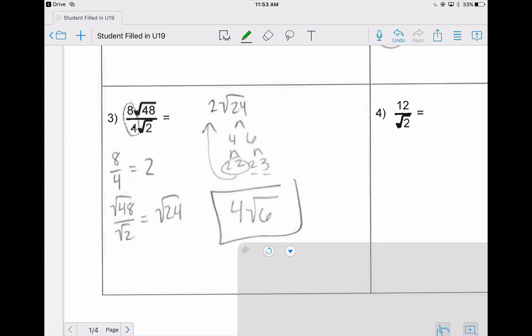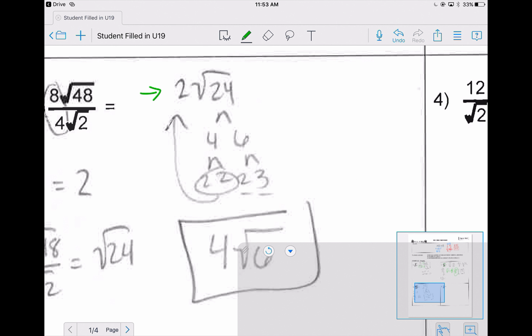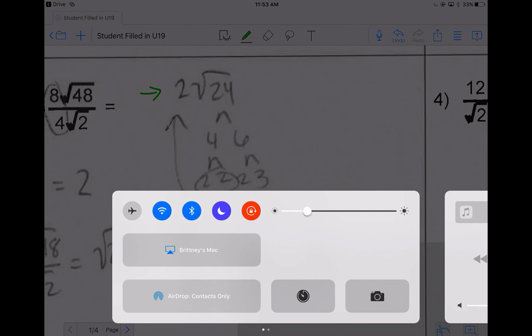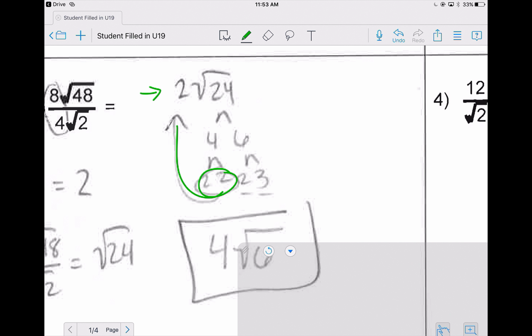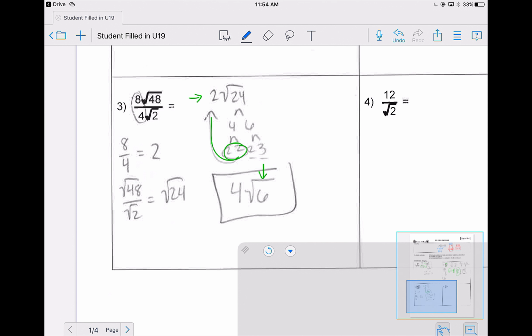Problem 3, we divide outside with outside. 8 divided by 4 is 2. Inside with inside. 48 divided by 2 is 24. So we're now to this. We have a 2 on the outside, a 24 on the inside. Now 24 can be broken up into 4 and 6, 4 into 2 and 2, 6 into 2 and 3. So we take a pair of 2's outside. So we had a 2, we're bringing out a 2, so that's a 4. And then 2 times 3 is 6 left on the inside. So the only difference here is taking that front part, dividing the inside square roots and dividing, and then we're just back to simplifying.